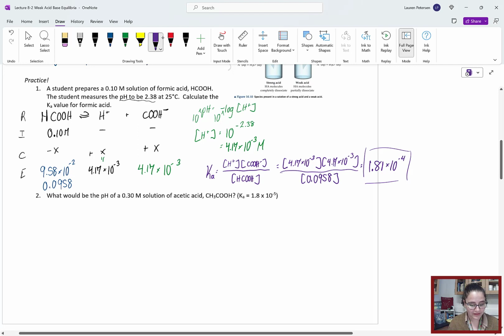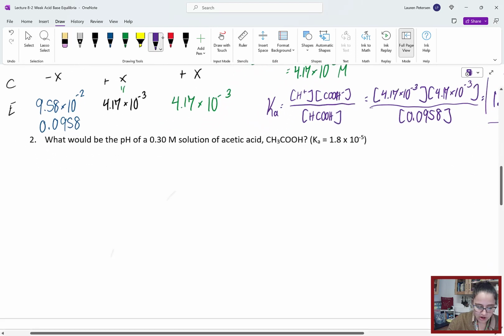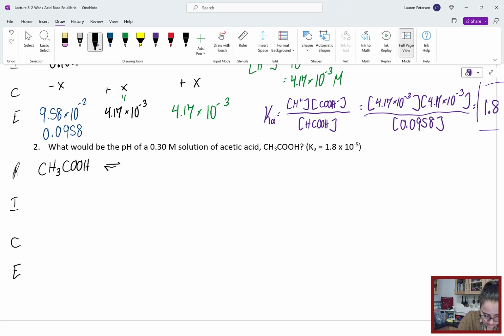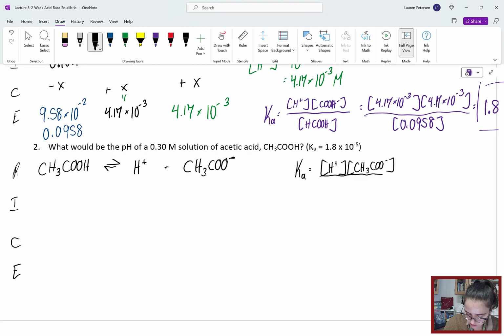So this one, we're going the other way. We're given a Ka value, and we're asked what's going to be the pH. So I'm still going to go ahead and set up that RICE table so we understand what we're looking at here and what we're solving for. We're looking at the acetic acid, H plus and CH3COO minus. We are given the Ka value, which will be that concentration of H plus times the CH3COO minus over the concentration of the CH3COOH to start. And we know that's equal to 1.8 times 10 to the negative 5.